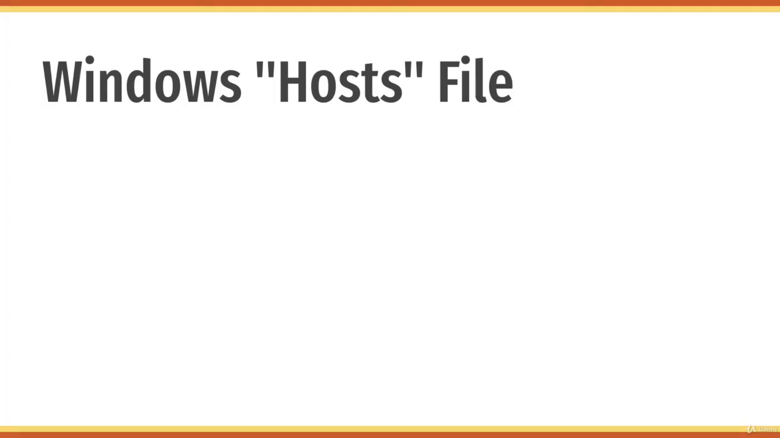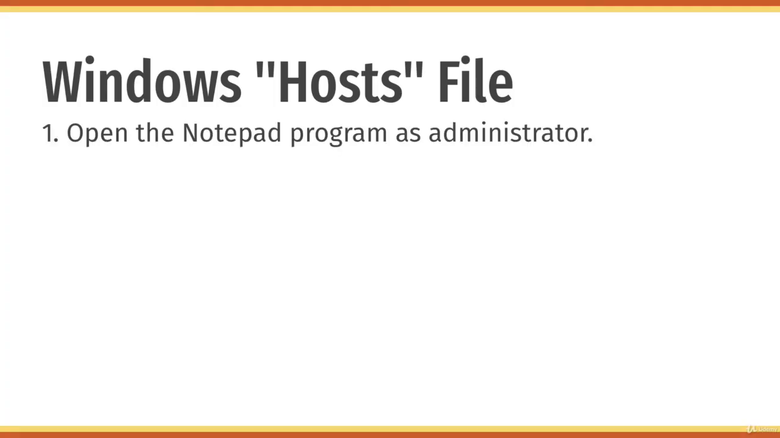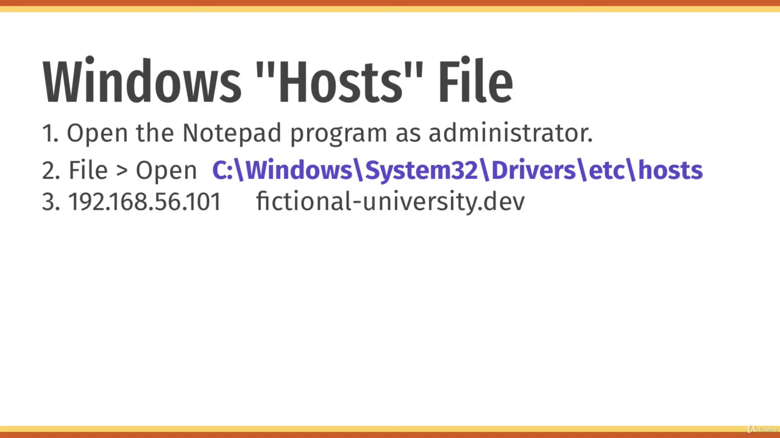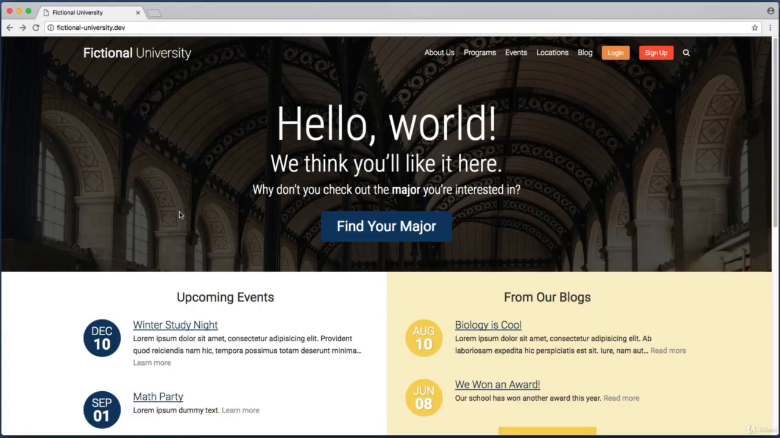Cool. Now, if you're on Windows, you will want to open up the Notepad program as an administrator, and then open up the file that is located here: the C drive or your main operating system drive, then Windows, System32, drivers, and then inside the etc folder will be a file named hosts. And then just do the same thing. On that line where we already have fictionaluniversity.dev, at the end of that line, just add a space and say pets.dev. Okay, now as soon as you save that file, then you might need to completely quit your web browser.